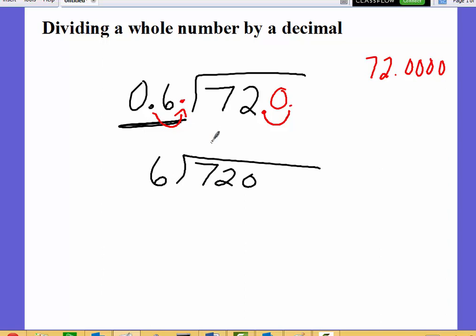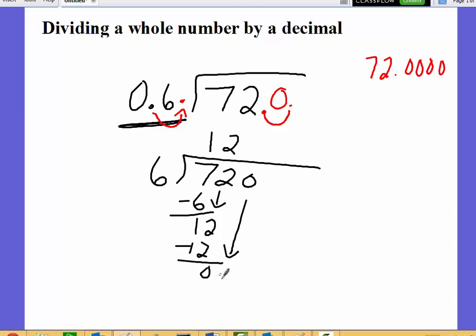6 goes into 7 one time. I multiply and I get 6. Subtract, bring down, divide. 6 goes into 12 two times. 2 times 6 is 12. Subtract, bring down. 6 goes into 0 zero times. Multiply, subtract. There's nothing left to bring down, so I am finished. Alright, so my answer would be 120. Let's try another one.